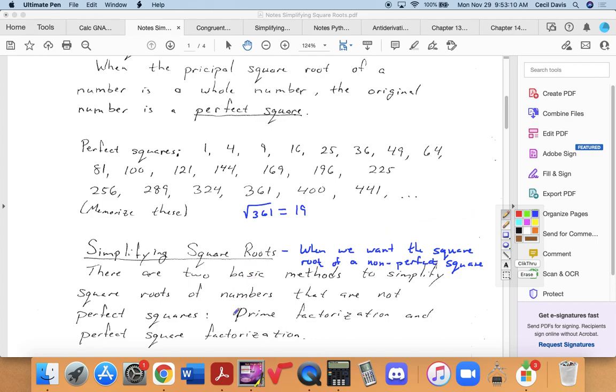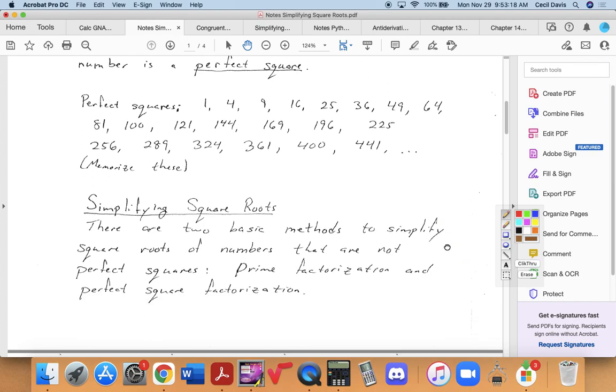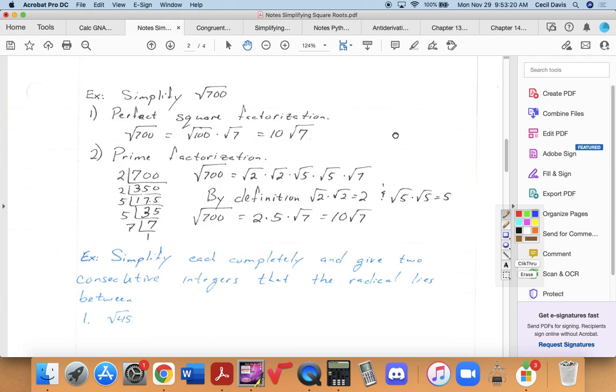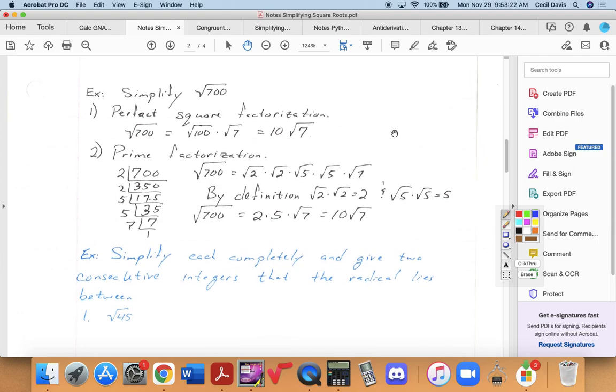There are two basic methods: prime factorization and perfect square factorization. Let's look at page 2 and look at both ways. So let's say we wanted to simplify the square root of 700.